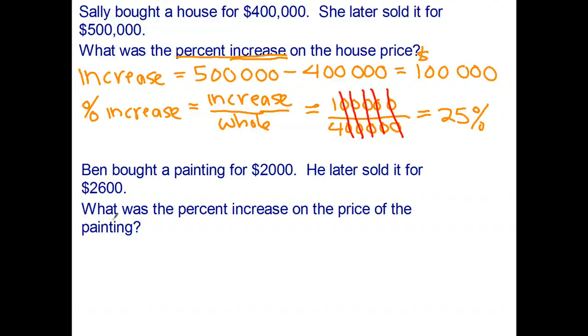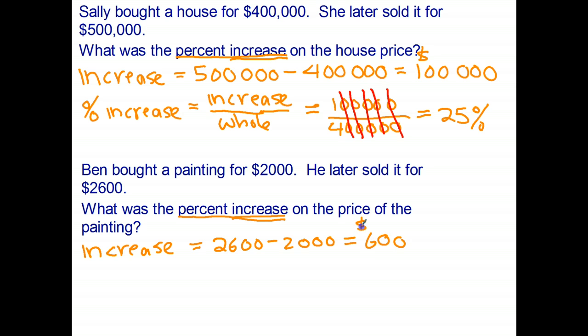Okay, welcome back. Well, let's work out what the percent increase in this case was. So he bought it for $2,000, sold it for $2,600. Again, the question is, what is the percent increase? So I'm going to start again by finding the increase, which is found by subtracting 2,600 take 2,000. So the increase in this case is $600.